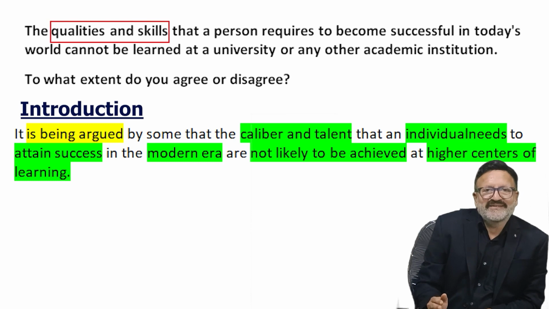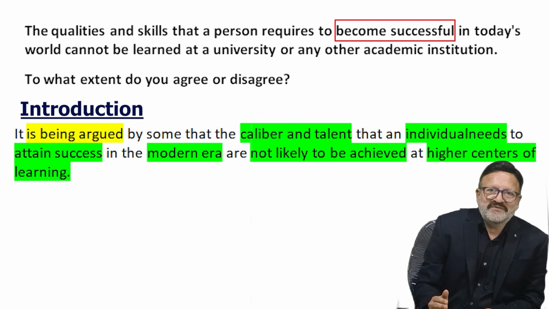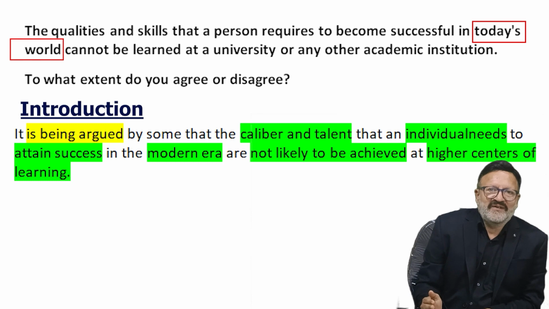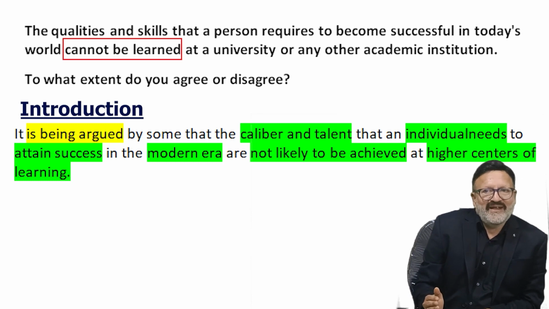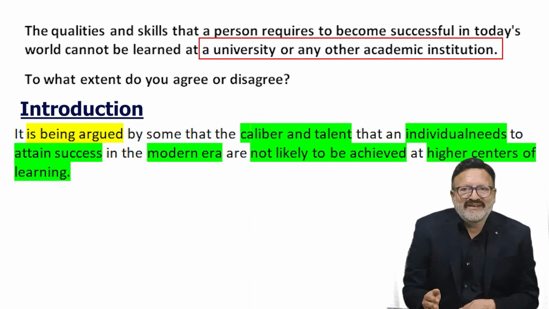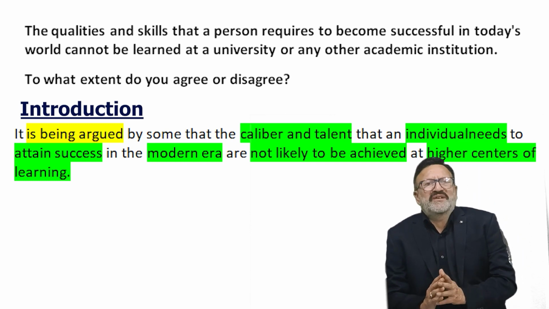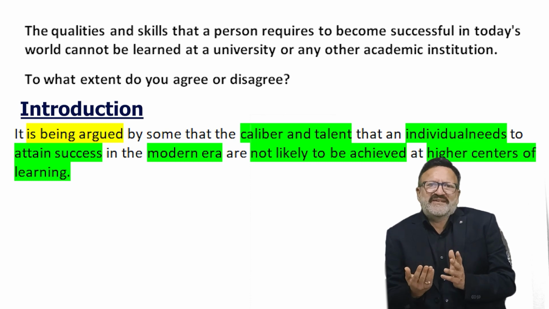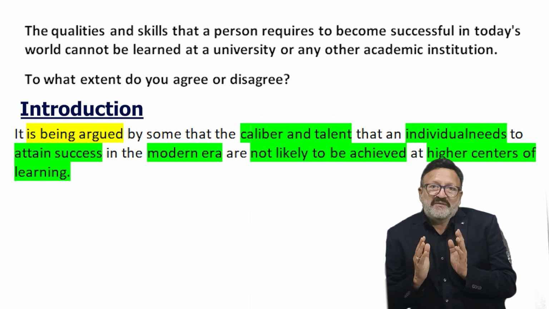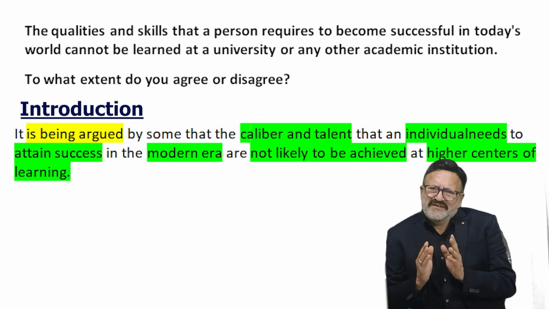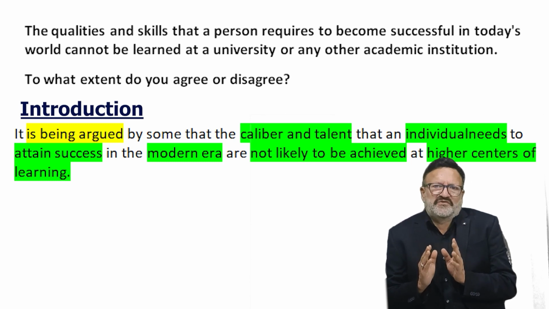So qualities and skills has been substituted by caliber and talent. A person, an individual, requires, we have written needs. To become successful, we have written attain success. Today's world, we have written the modern era. Cannot be learned, not likely to be achieved. And a university, a higher center of learning. You do not have to paraphrase all the keywords, but try to paraphrase as many as possible. Even if you can paraphrase half of the keywords, it should be sufficient to get you a good score.